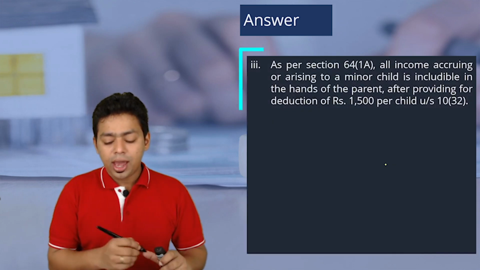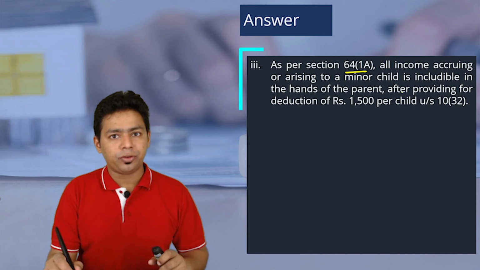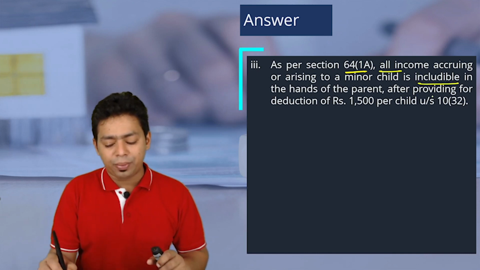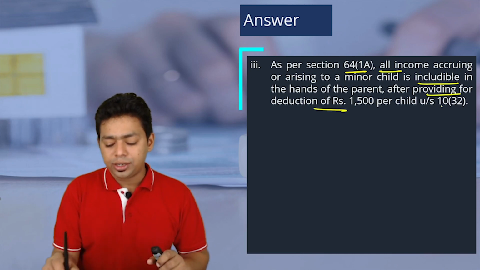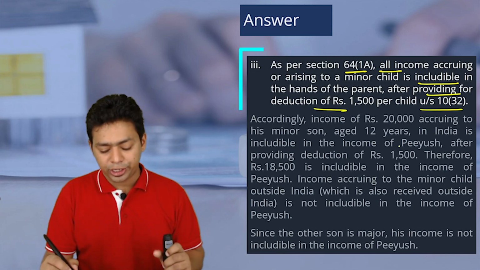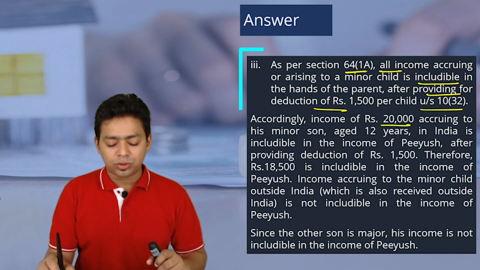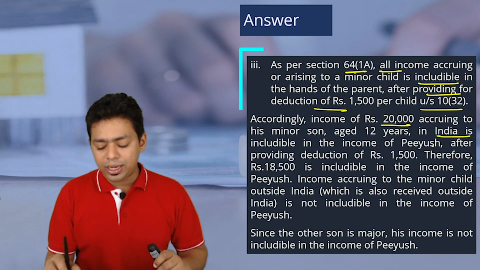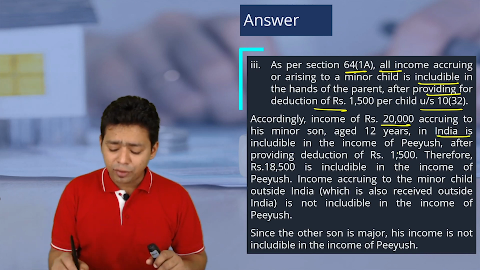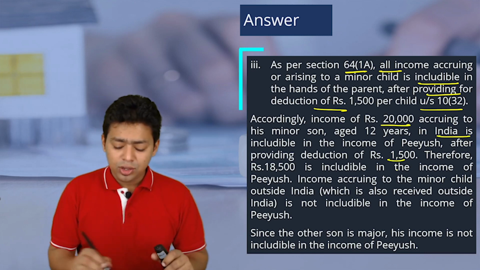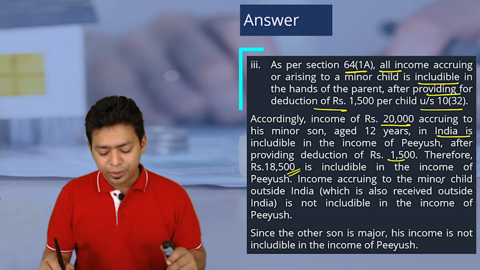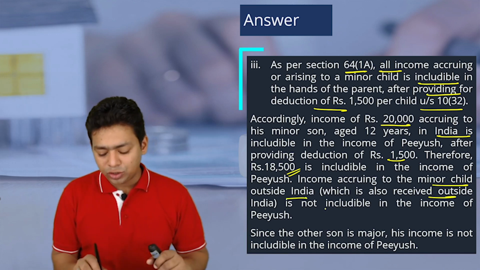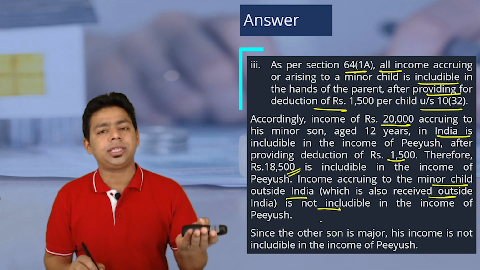Very nominal. As per section 64(1)(a), the clubbing of income chapter, all income accruing or arising to a minor child is includable in the hands of the parent after providing the deduction of 1,500 under section 10(32). Accordingly, income of 20,000 accruing to his minor son, aged 12 years, in India is includable in the income of Piyush after providing 1,500 exemption. So the net income includable is 18,500. Income accruing to the minor child outside India, which is also received outside India, is not includable because that income itself is not taxable in India.